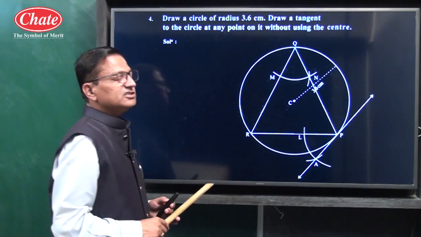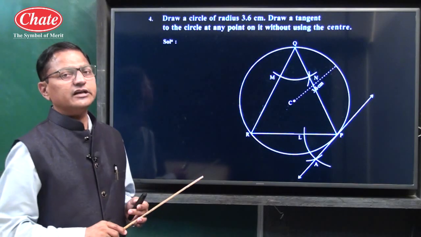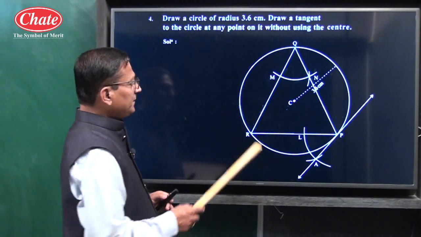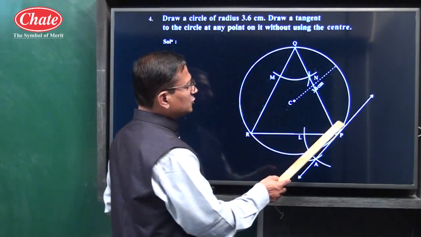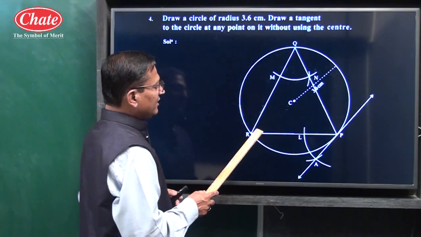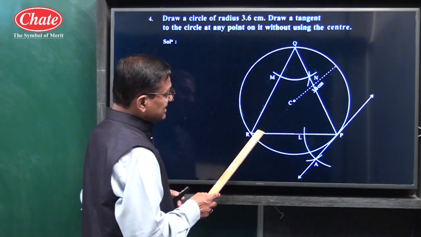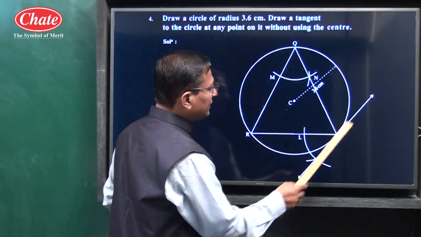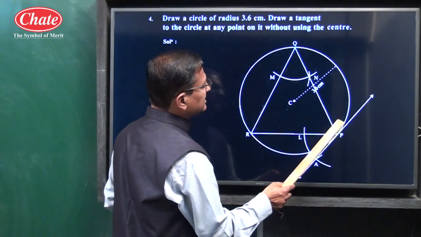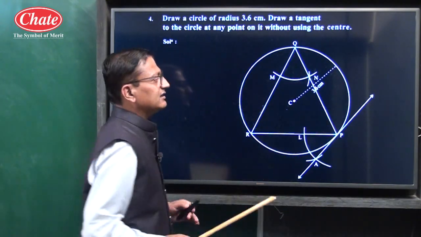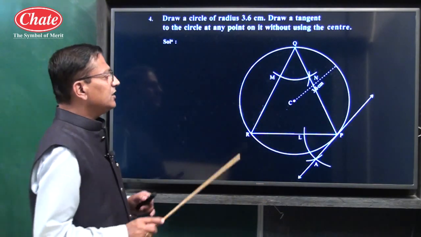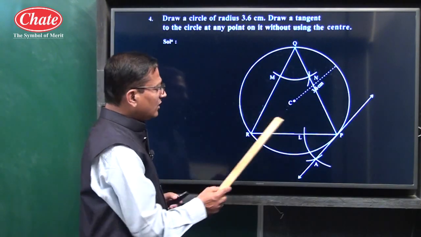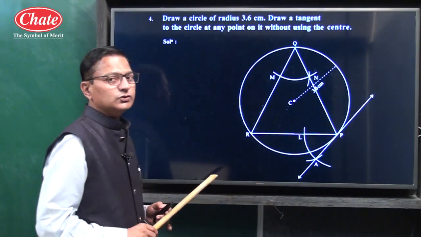This line is tangent to the given circle from point P. We can draw this angle congruent to this angle also. See here, the arc intercepted by this angle is QP, and the angle at QP and this angle also intercept the same arc. Therefore, for drawing a tangent, you can draw these two angles congruent to each other, or these two angles congruent to each other.